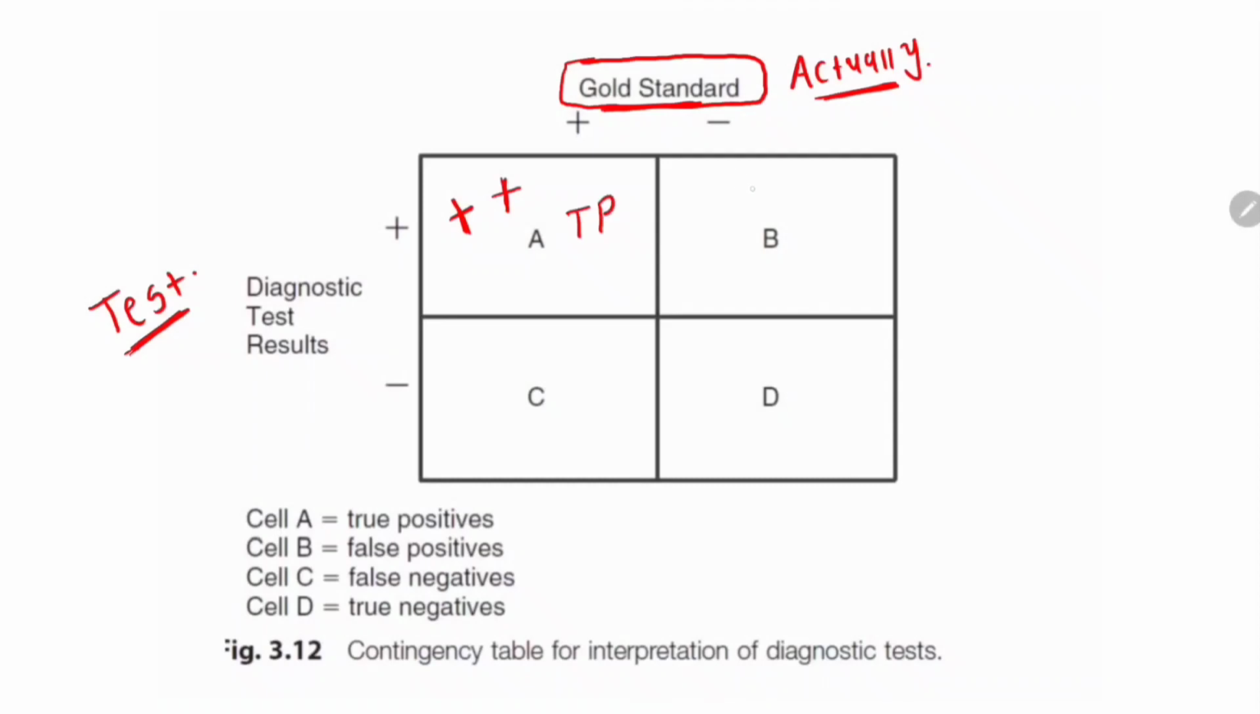Now the patient is not suffering from dental caries, but your test is saying yes, the patient is suffering from dental caries. So it is false positive. Now the patient is actually having caries, but your test is saying no, the patient does not have caries. So it is your false negative. And the patient does not have caries and your test is also saying no, the patient is not having caries. So it is true negative.